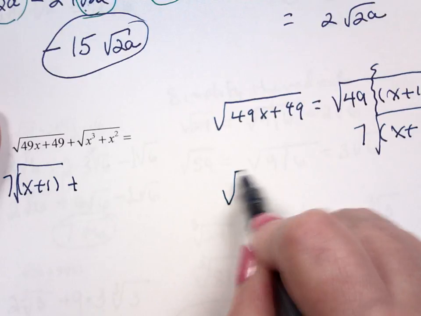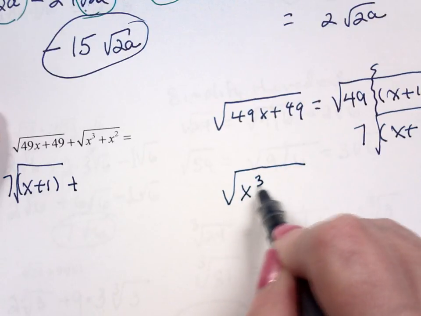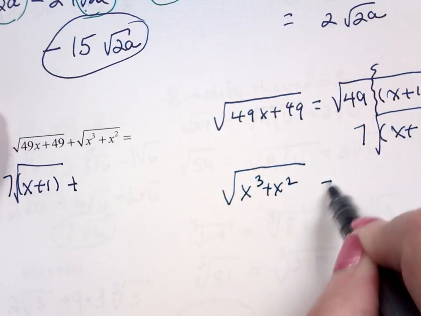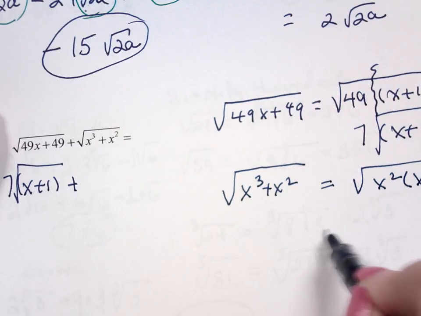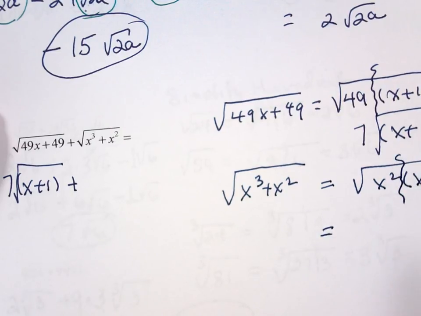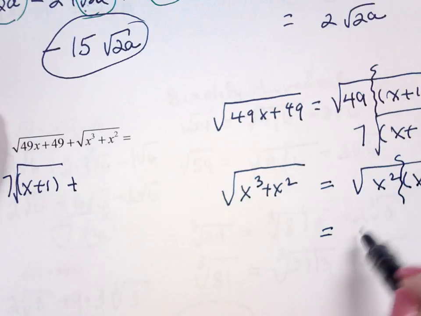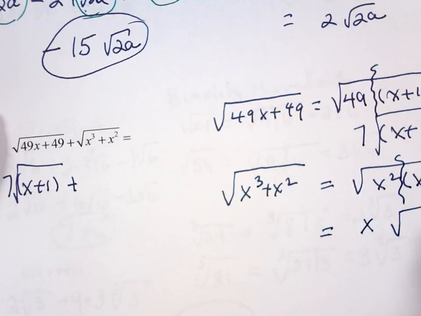So the square root of x cubed plus x squared is the square root of x squared. Factor out the greatest common factor, x plus 1. There's your square. Square root of x squared is x. Square roots of x plus 1.